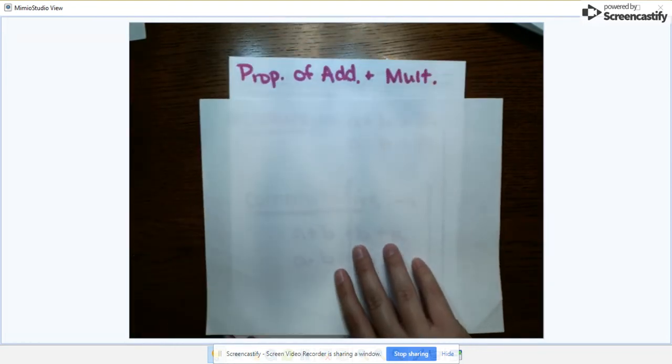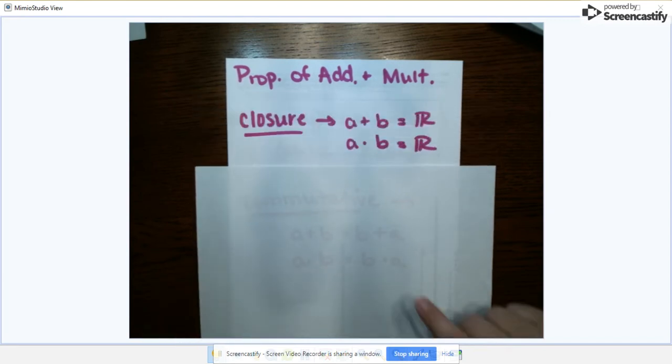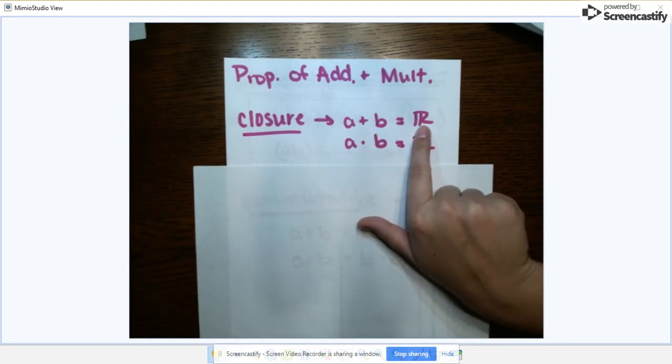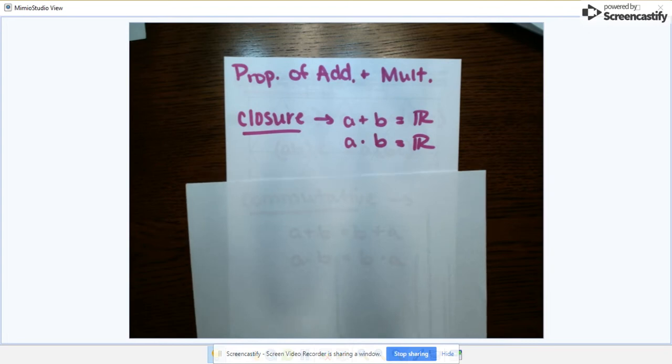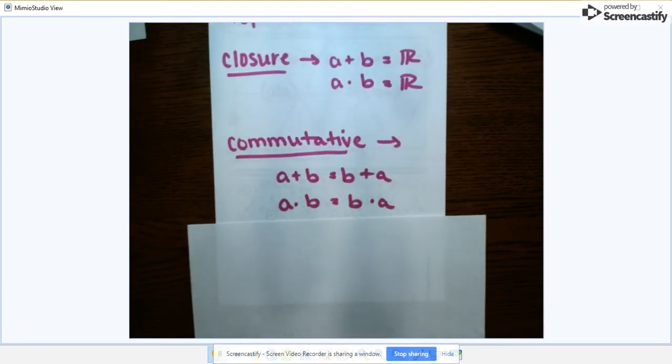Today we're also going to talk about different properties that hold for both addition and multiplication. So the first one would be closure. Whenever you take a real number and add another real number, you always get another real number. Same with multiplication. One real number times another real number will always end in a real number as well. Then we have the commutative property, where you can add in any order or multiply in any order and get the same result. So 3 plus 5 is the same as 5 plus 3, or 2 times 7 is the same as 7 times 2.